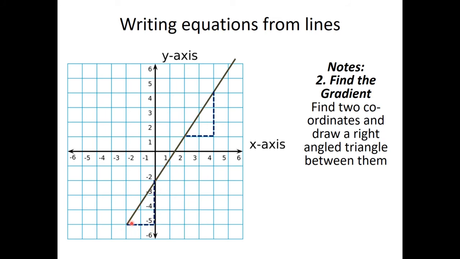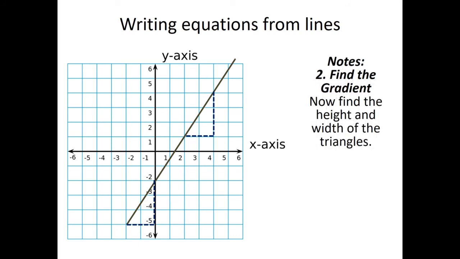You could have even done a really big one that went all the way from this one along here and up here to this one. So you could make a super triangle that runs between those two. If you want, you'll get the same answer whichever triangle you draw. Okay, now find the height and width of the triangles.